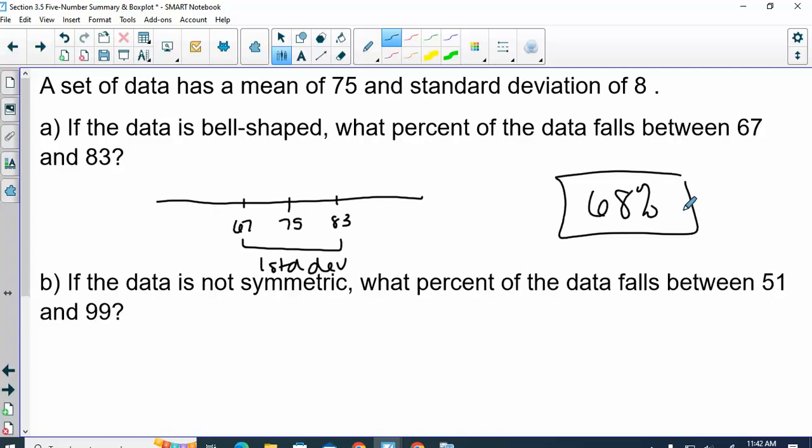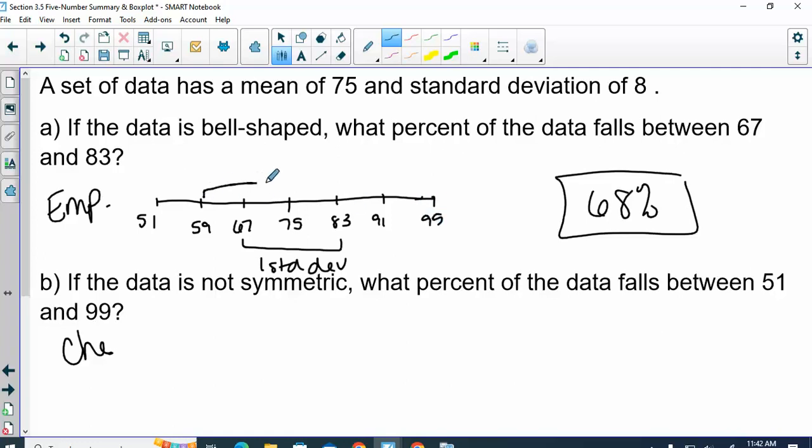Okay, second thing. What if the data is not symmetric? If it's not symmetric, what do we have to use? Chebyshev's theorem. It's not the empirical rule; this one we use Chebyshev's. Again, we need to know how many standard deviations. So we want to go between 51 and 83. Subtracting 8 would take me to 59. If I subtract 8 again, that's 51. Add 8.